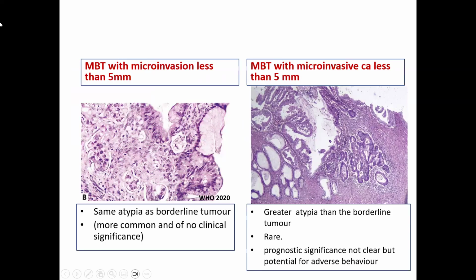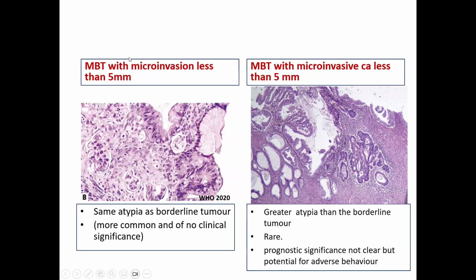About microinvasion, we have a mucinous borderline tumor with microinvasion if less than 5 millimeter, and we have a mucinous borderline tumor with microinvasive carcinoma less than 5 millimeter also. But the difference in the appearance: in the mucinous borderline with microinvasion, these foci have no severe atypia. The atypia is similar to the mucinous borderline tumor. However, those with microinvasive carcinoma have marked atypia and an irregular pattern of invasion with desmoplastic reaction. The behavior is different between both.